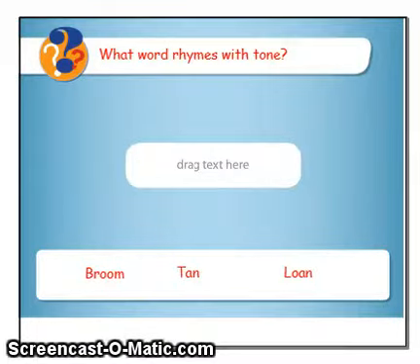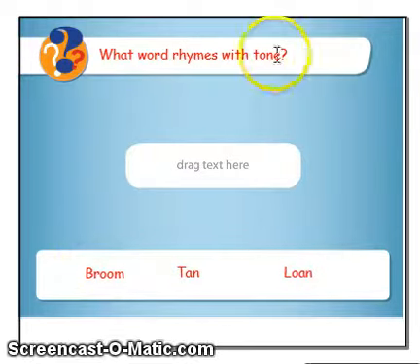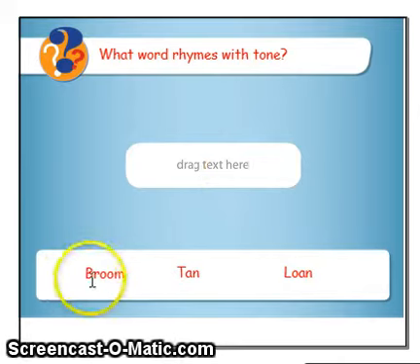So for this activity, the student will just choose a word from the bottom here that rhymes with a word at the top. So what word rhymes with tone? They will just choose one of these words, either broom, tan, or lone, from the bottom and drag it up here, and it'll just sit there once they drag it.